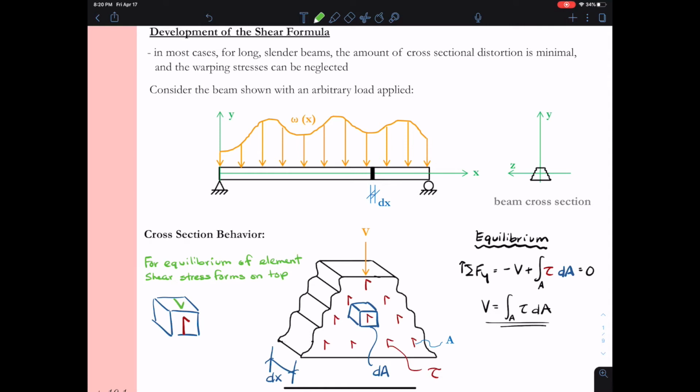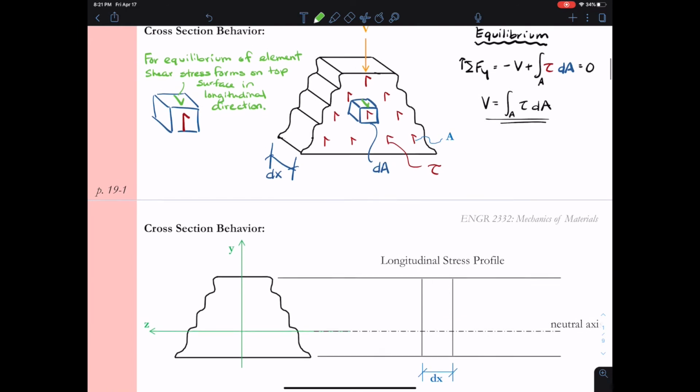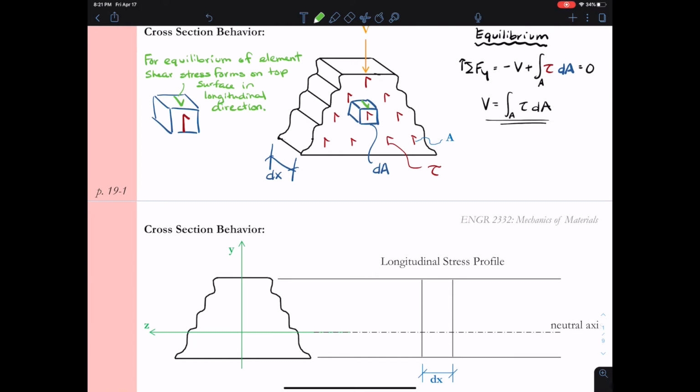So we know for equilibrium of the element, a shear stress forms on the top surface to balance out the cross-sectional surface. Well, that top surface, people, is in the longitudinal direction. Craziness. It's in the direction of dx, or the direction of x in our beam shown above. So that means into the page, not only is my shear causing some sort of problem in the cross-section itself, it's also causing forces to develop in the longitudinal direction. Who would have thought about that? Well, let's see how that stress has to work.